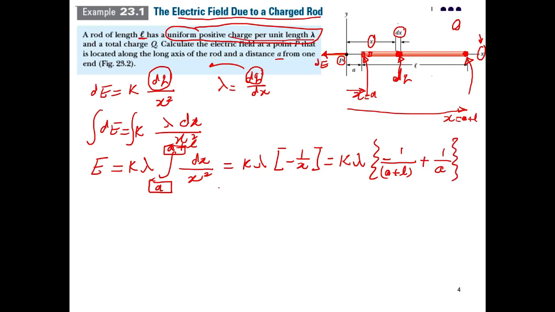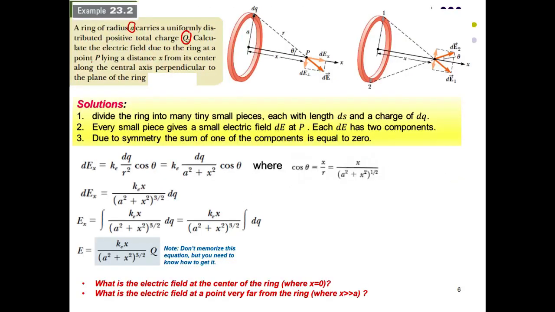Now, calculate the electric field due to a ring at a point P lying at a distance x from its center and along the central axis perpendicular to the plane of the ring. First, let's understand what the question asks for. Okay, so here is a ring.